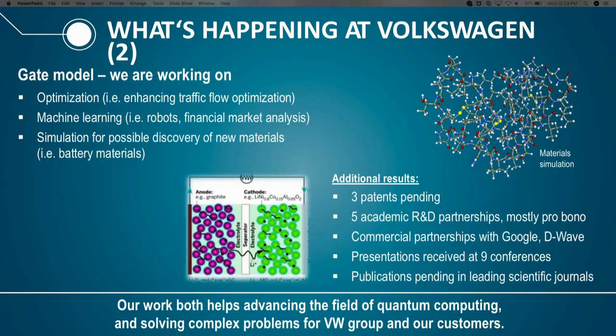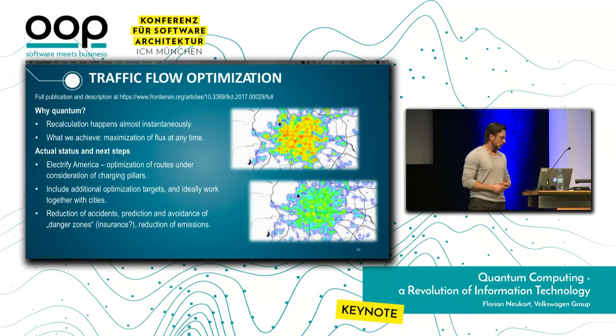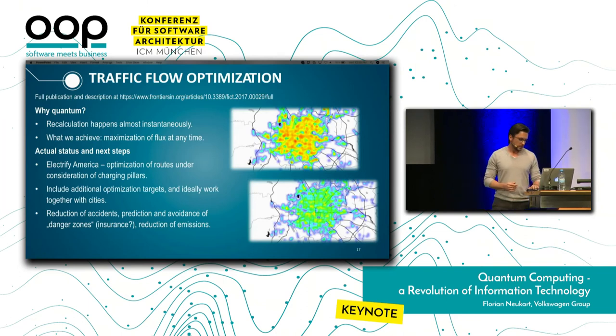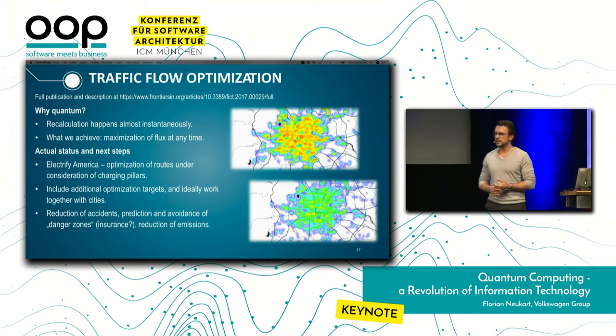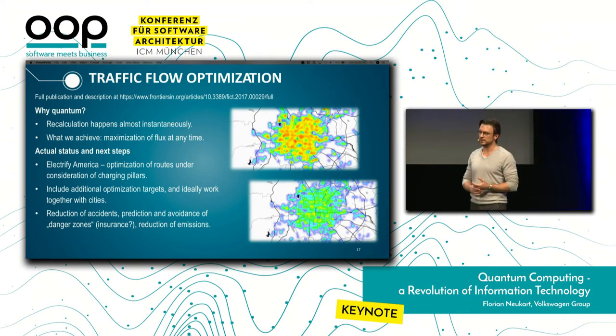And for the gate model, we're still working on the same optimization problems, machine learning, simulating physics, and hopefully there is a lot more to come. I will not go into too much detail with all the things that we did. For each of the examples I have here, I will explain one in detail, starting with this traffic flow optimization.